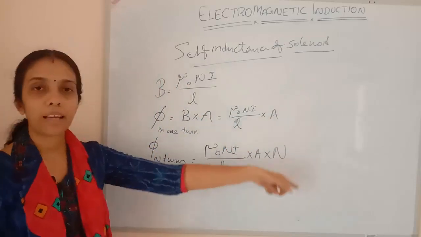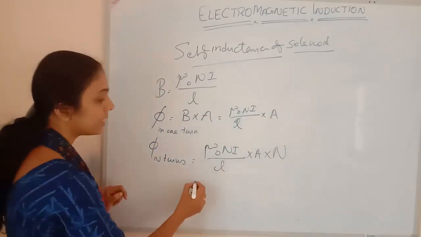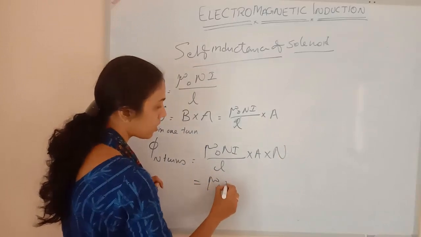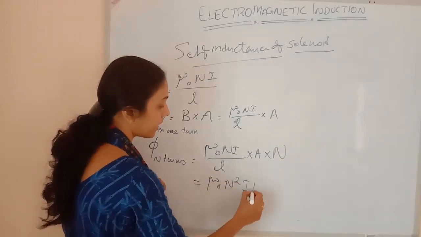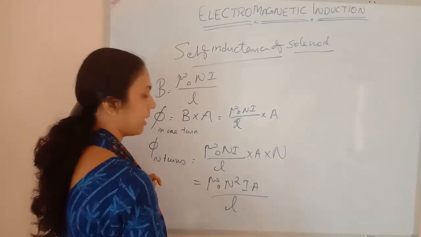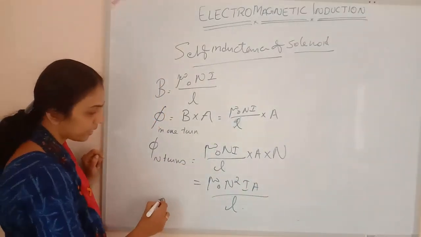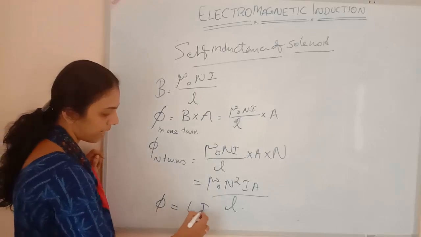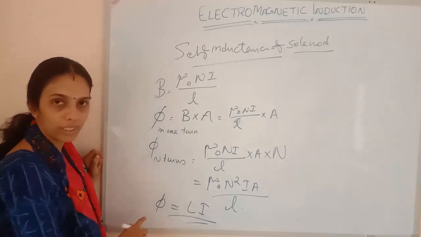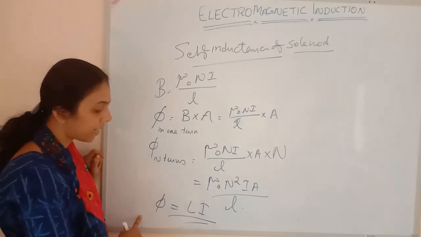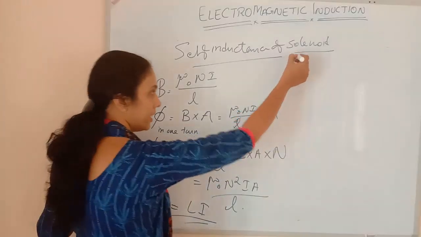This is the magnetic flux linked with the circuit in n turns. So it will be mu 0 n square I A divided by L. Okay, but phi, what is the value of phi? Phi is equal to L into I. That one we already got, isn't it? Phi is proportional to I, therefore phi is equal to L into I.